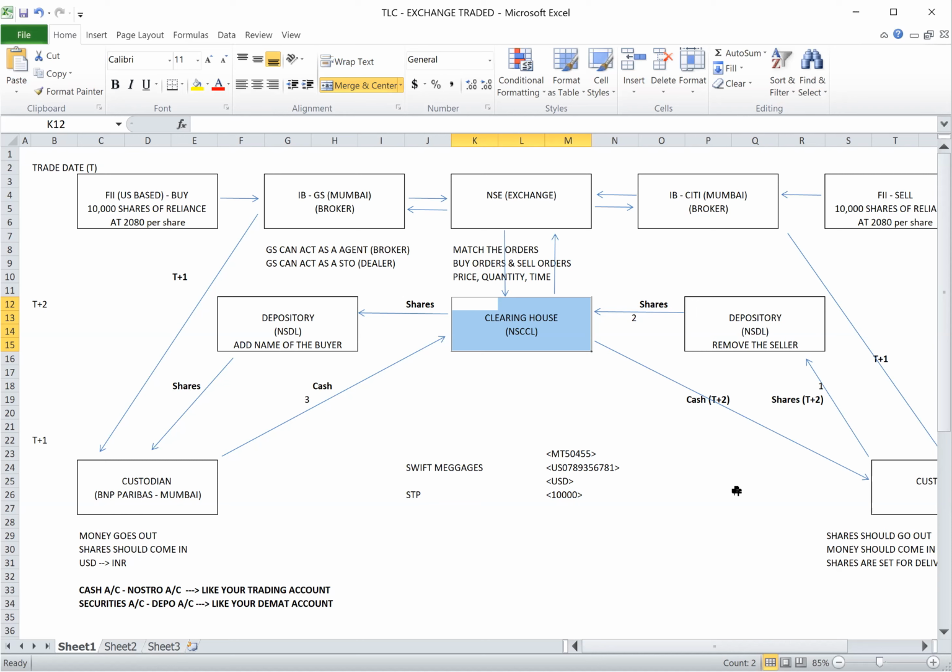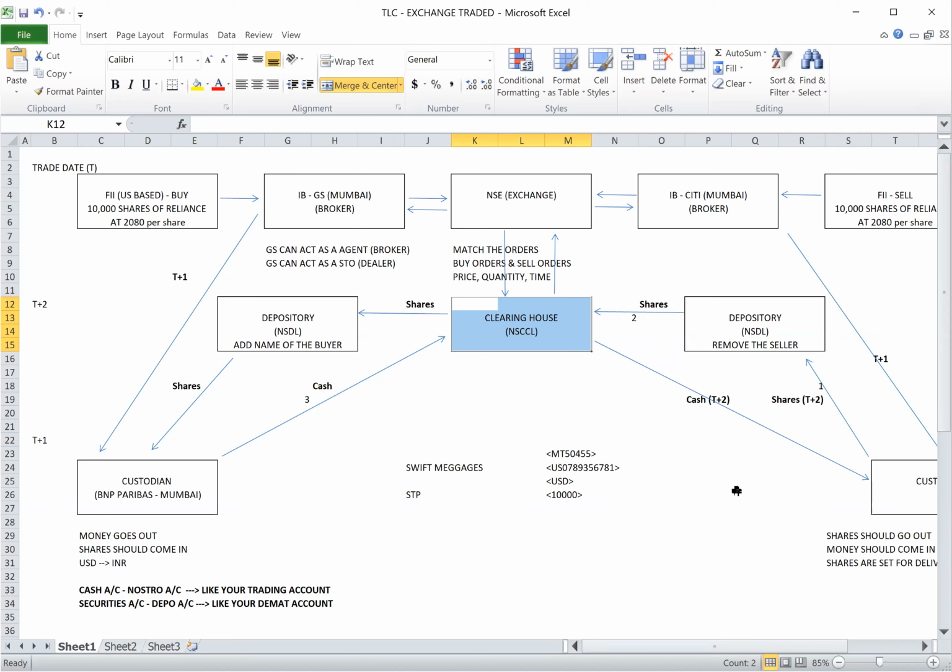Now, if you see carefully, the clearing house has the shares from the seller as well as the cash from the buyer. Are we clear till this point, guys, everyone? Yes, sir. Okay, three yeses. What about others, guys? Yes, sir. Sir, can you explain it once? Okay, which part is not clear? The depository part.